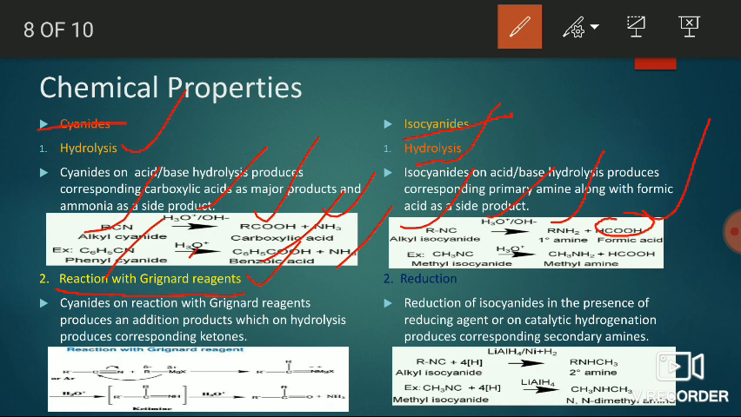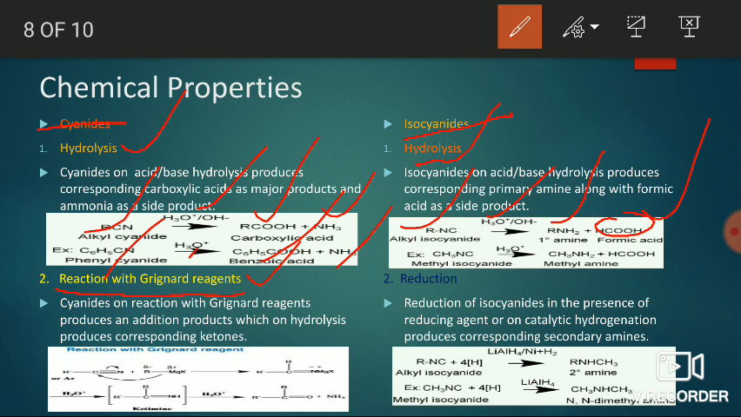Grignard reagents. The general formula of a Grignard reagent is RMgX. They are generally produced by treating aryl or alkyl halides with magnesium metal in the presence of dry ether. Then we get the corresponding Grignard reagent, RMgX.